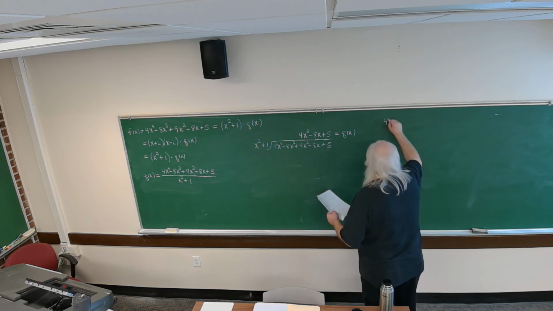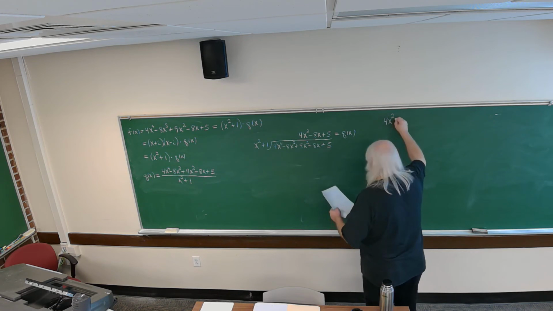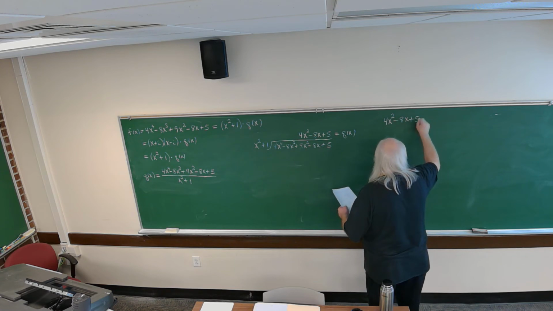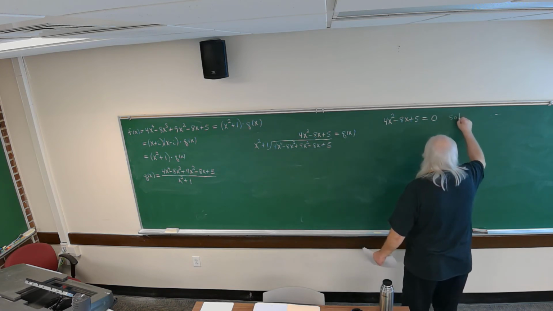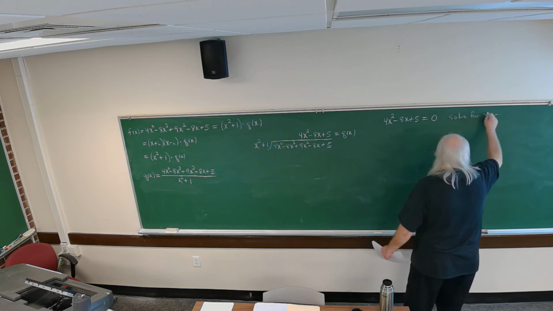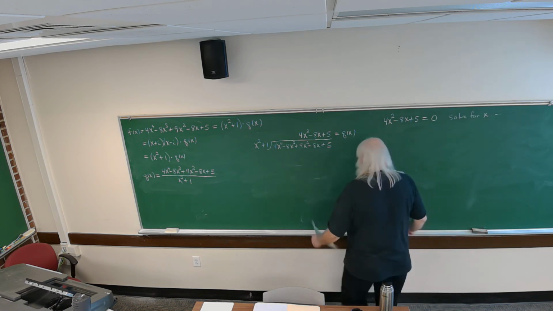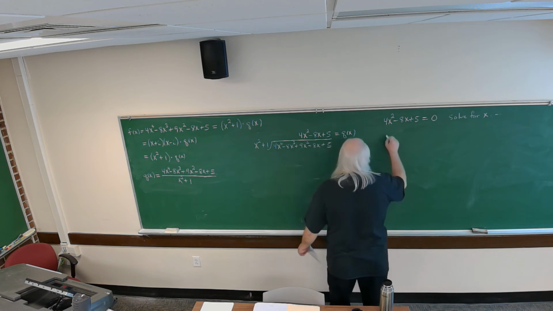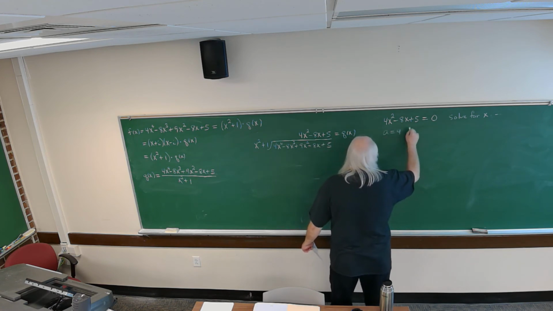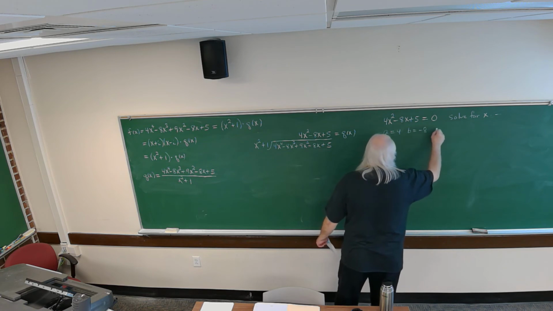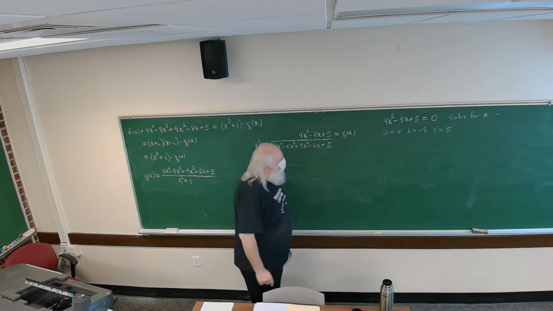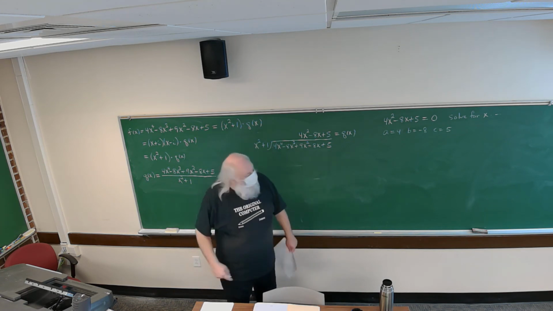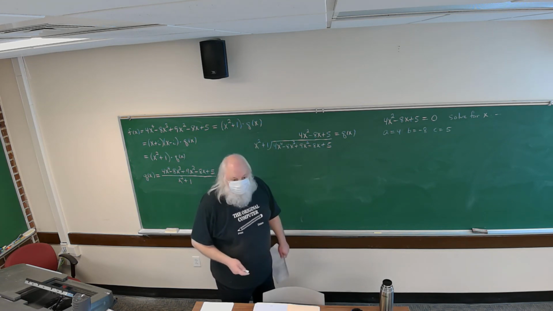So we set the quotient q of x, 4x squared minus 8x plus 5, equal to 0 and solve for x. Well, this doesn't factor. A is equal to 4, B is equal to -8, C is equal to 5. So you got to do the quadratic formula.